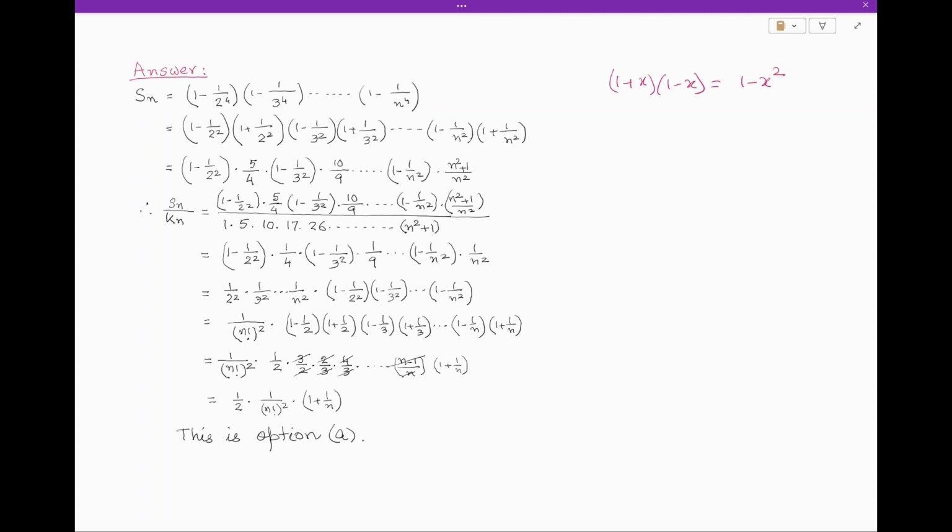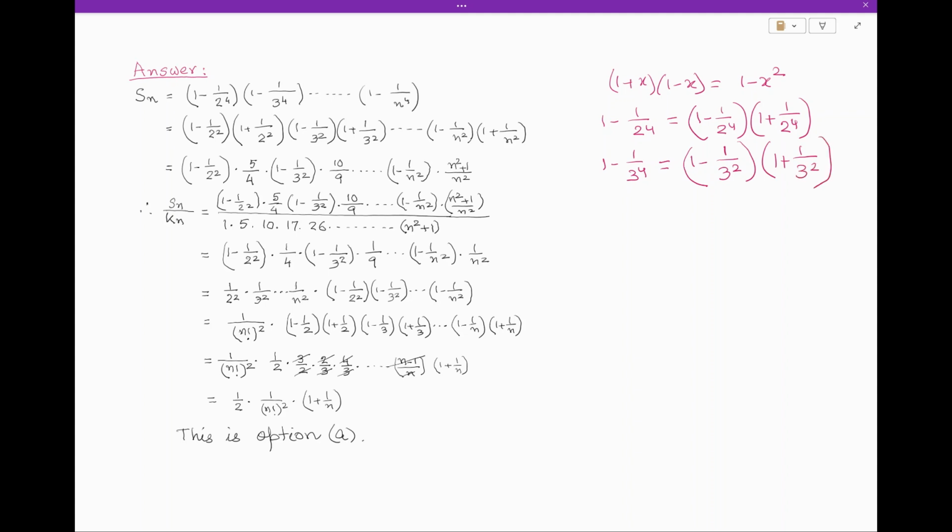Therefore, we can always write 1 minus 1 by 2 to the power of 4 as 1 minus 1 by 2 squared multiplied by 1 plus 1 by 2 squared. That is, we are speaking about this term. Similarly, the next term, 1 minus 1 by 3 to the power of 4, can be written as 1 minus 1 by 3 squared multiplied by 1 plus 1 by 3 squared.